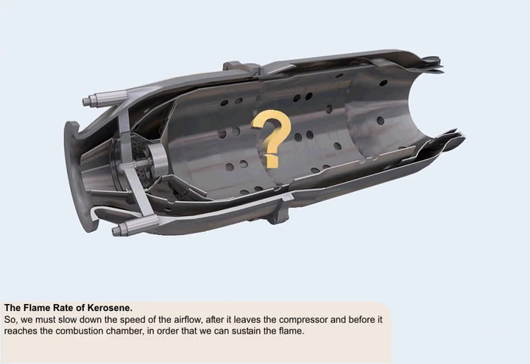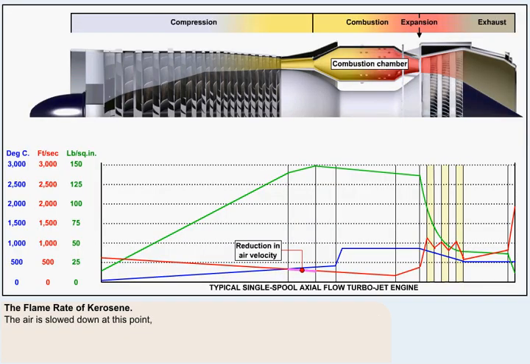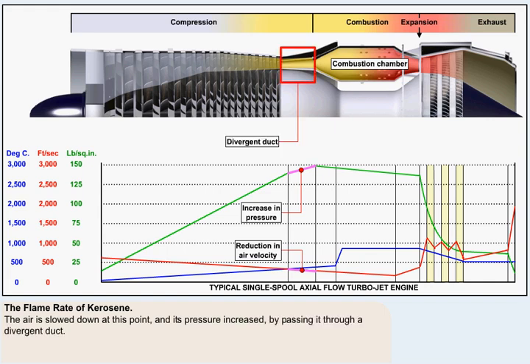So, something must be done to slow down the speed of the airflow after it leaves the compressor, and before it reaches the combustion chamber. Otherwise the flame would not be sustainable. At this position on the graph we see how this reduction in the velocity of the air is achieved. The air is slowed down, and, an added bonus, its pressure is increased after it leaves the compressor by passing it through a divergent duct immediately before it enters the combustion chamber.